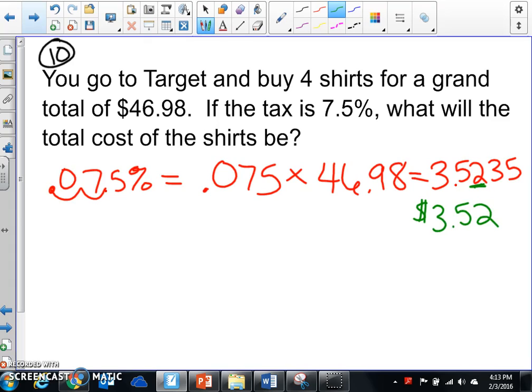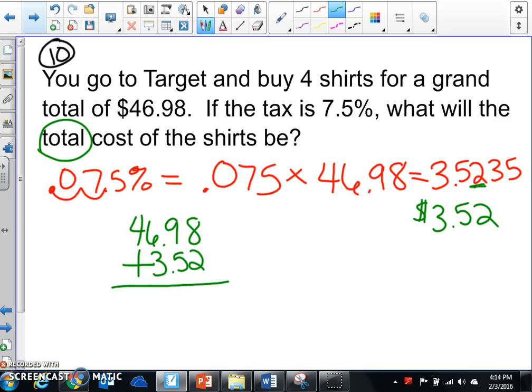It says, what will the total cost? So since they're asking for total, I take the original price of the shirts and I add, because it's tax, in my tax amount. And that should give me $50.50.